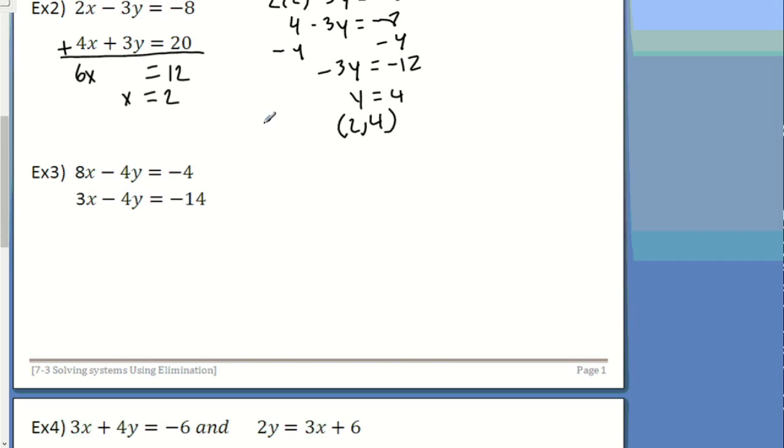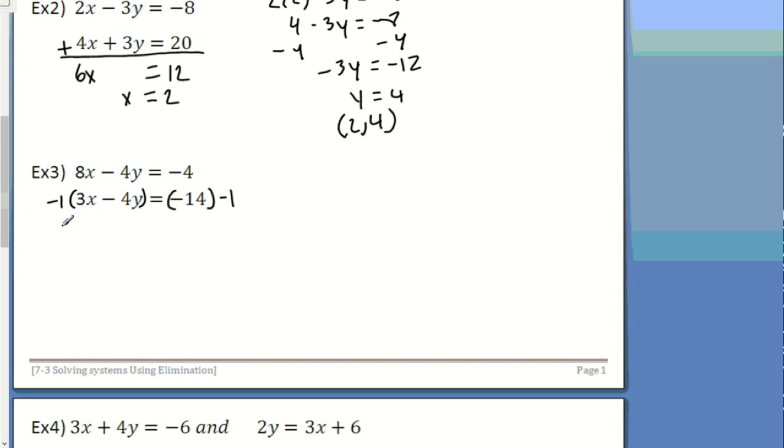But here's what I can do. I can do anything I want to one equation. Okay? So what I'm going to do is take one of the equations, in this case the second one, and multiply it by a negative 1. I can multiply it by anything I feel like, but I'm going to multiply it by a negative 1. Now you may be asking yourself, why a negative 1? Well, let me show you what happens.